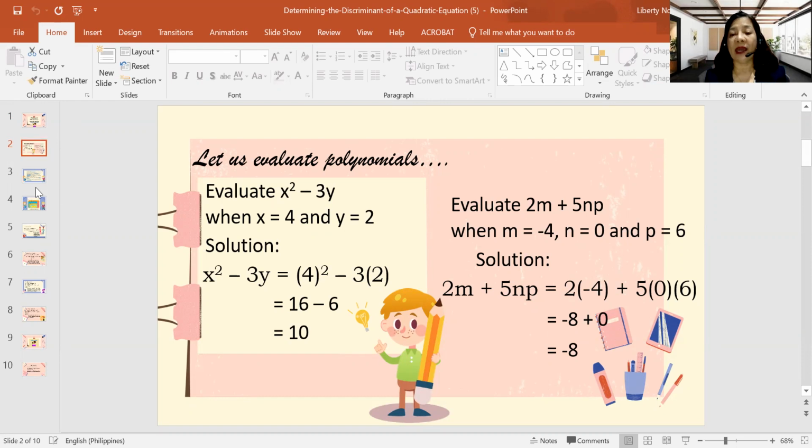Simplifying it, we get 2 times negative 4 gives us negative 8, plus 5 times 0 equals 0, times 6 equals 0. Therefore, negative 8 plus 0 is equal to negative 8. So the value of the polynomial 2m plus 5np is equal to negative 8. So you recall how we evaluate polynomials.